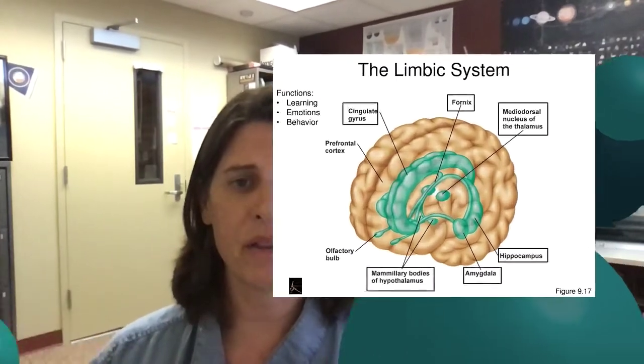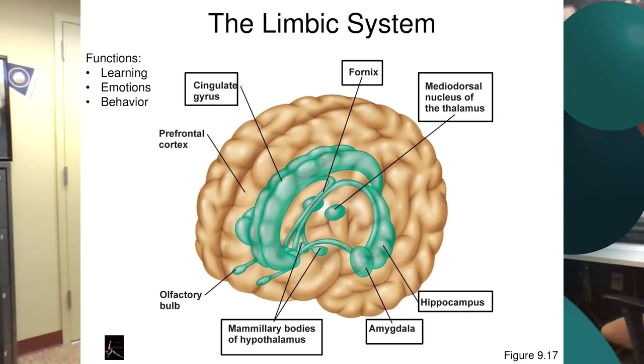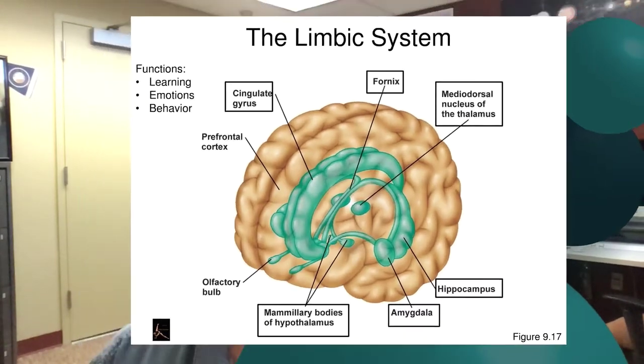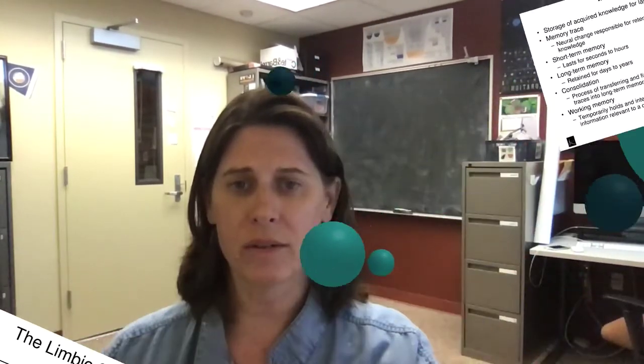And so you can see all the different parts of the limbic system there, the cingulate gyrus, the fornix, portion of the thalamus. The amygdala is associated with fear memory. So when you have a fear, it's within the amygdala, so on and so forth. The hippocampus, though, is really important in memory. Okay, and so I want to go over a little bit about memory next.